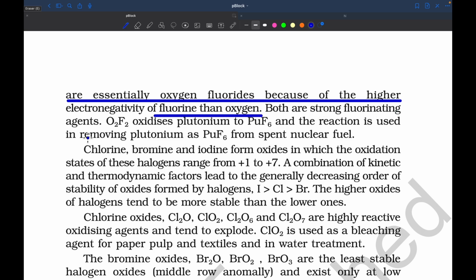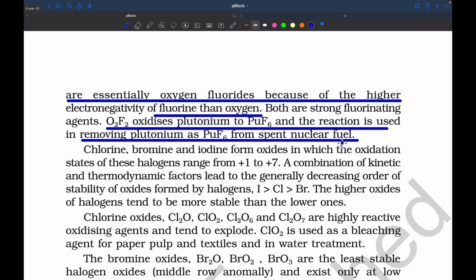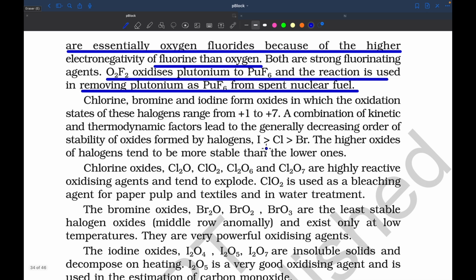Both are strong fluorinating agents. O2F2 and OF2 are both strong fluorinating agents. O2F2 oxidizes plutonium hexafluoride, and the reaction is used for removing plutonium as PuF6 from spent nuclear fuel. So here is one usage of it. Plutonium is removed from spent nuclear fuel by the reaction of it.